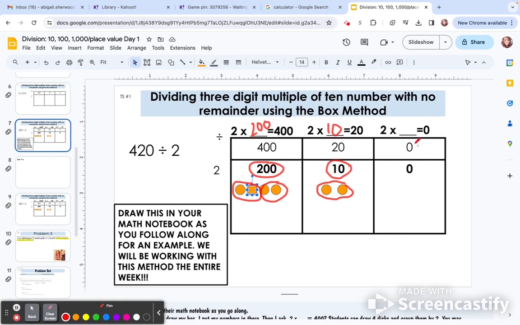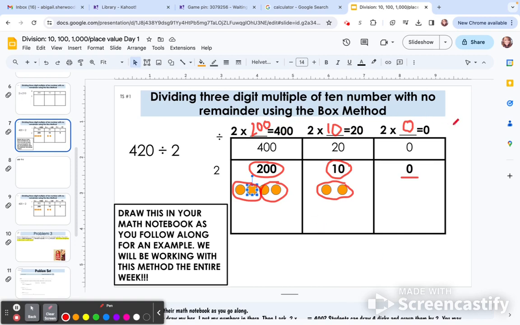The next box says 0, so we're going to say 2 times what equals 0? And we always know that any time 0 is involved, the answer is going to be 0. Therefore, my answer for the ones is 0.